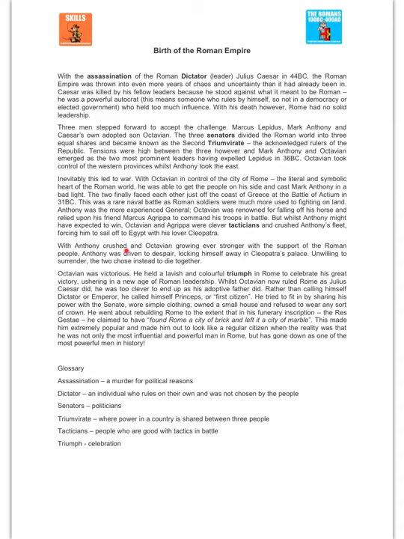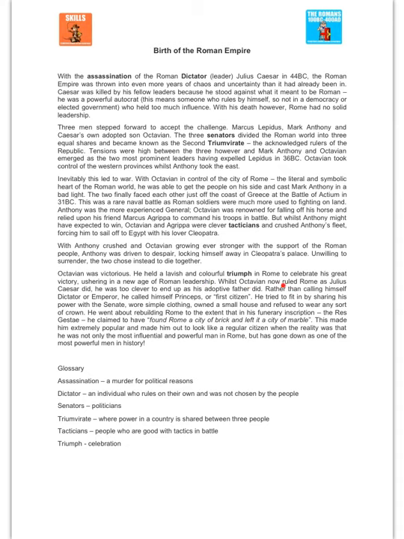With Antony crushed and Octavian growing even stronger, with the support of the Roman people, Antony was driven to despair, locking himself away in Cleopatra's palace. Unwilling to surrender, the two chose instead to die together. Octavian was victorious. He had a lavish and colourful triumph in Rome to celebrate his great victory, ushering in a new age of Roman leadership.